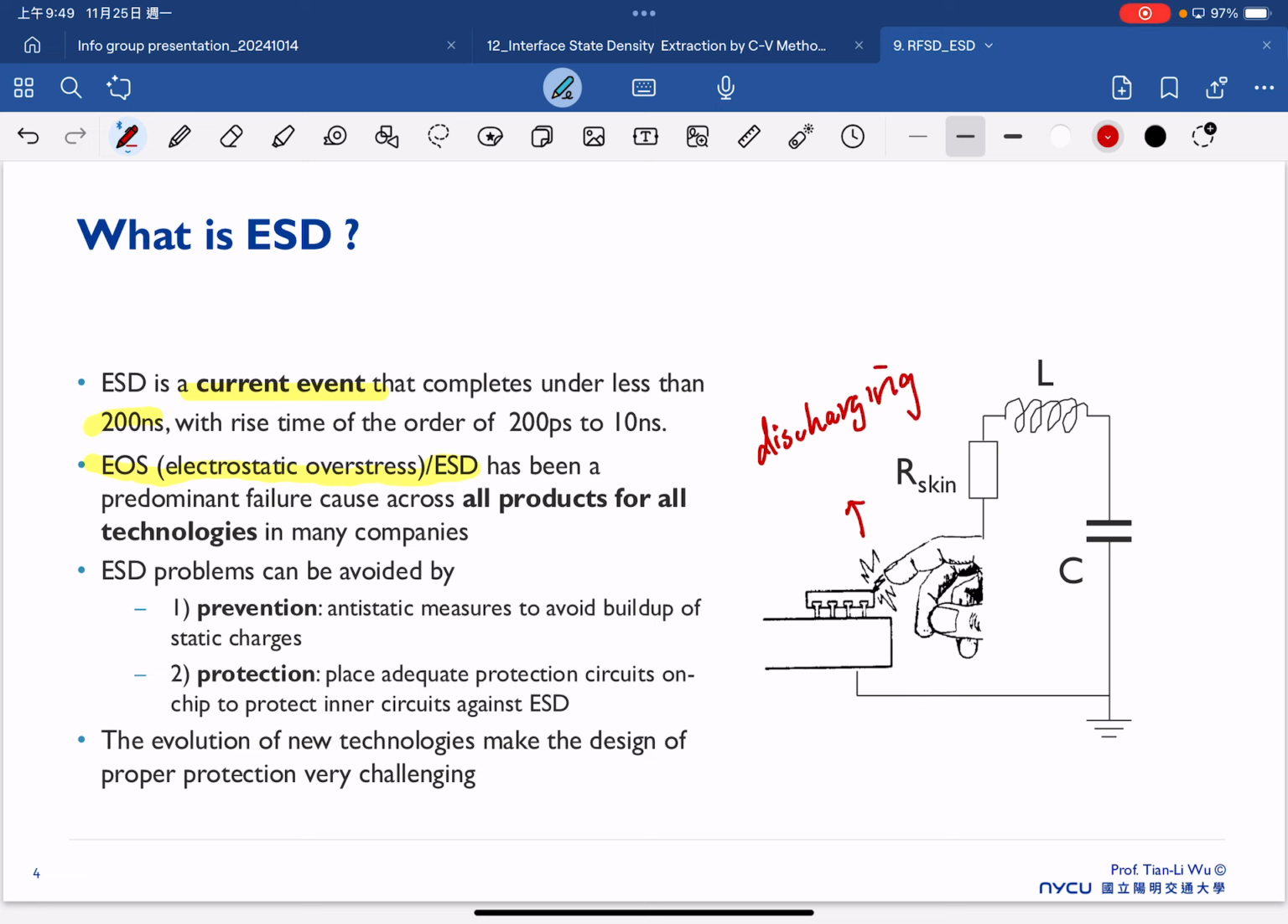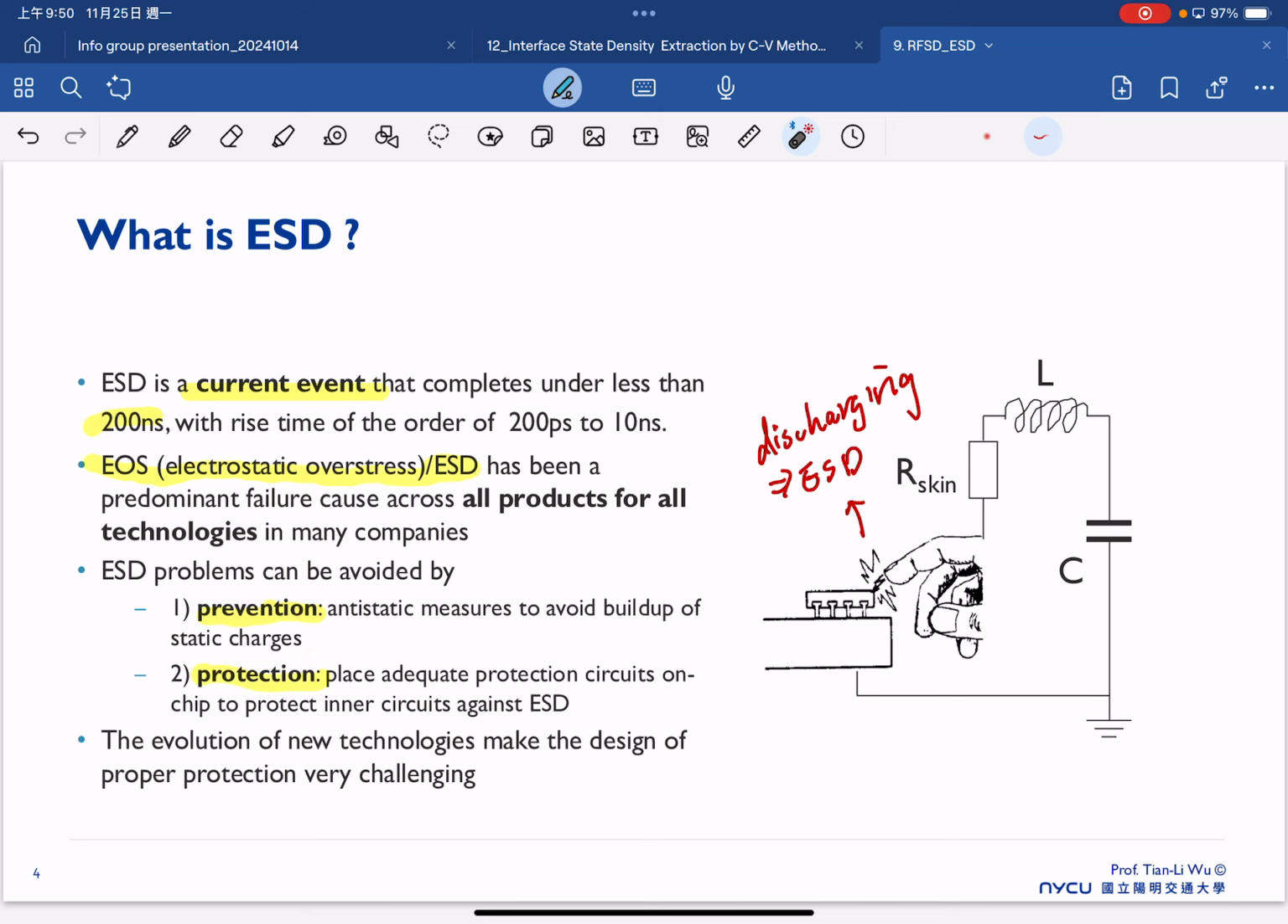So this charge discharging is the issue that we are talking about here. It is the ESD issue. The ESD problem can generally be avoided, first, by prevention: we try to do something to avoid the build-up of static charges. And the second part is protection.